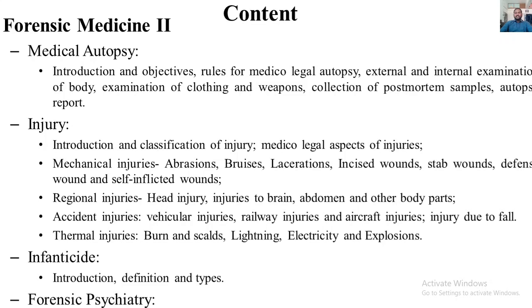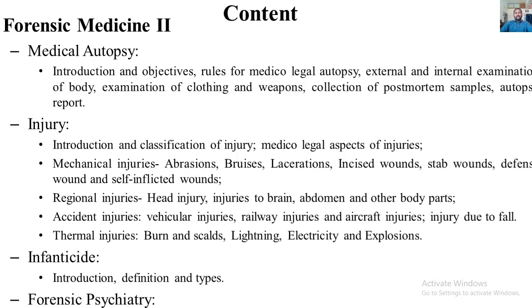Then we'll be discussing about different types of injuries. So these types are mechanical injuries. So under this title we'll be discussing about abrasion, bruises, laceration, incised wound, stab wounds, defense wounds and self-inflicted wounds. The next is regional injuries, that is region-wise injuries. It may be head injury, injuries to brain, abdomen and other body parts. The next is accident injuries, that are vehicle injuries, railway injuries and aircraft injuries, and also the injury due to fall.